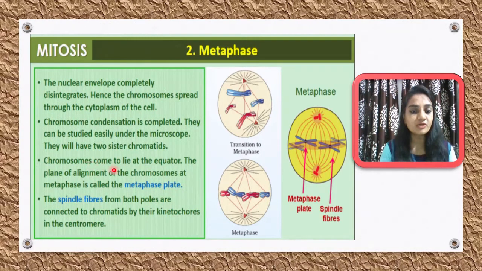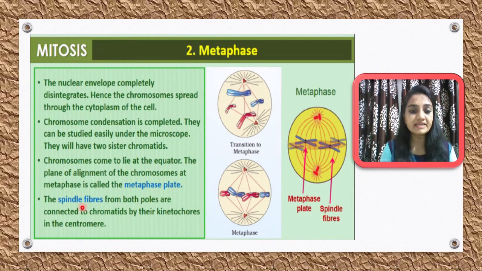Chromosomes come to lie at the equator. Here you can see they are arranged on the equatorial region. The plane alignment of the chromosomes at metaphase is called the metaphase plate. So the arrangement of the chromosomes on the equatorial region is called the metaphase plate.